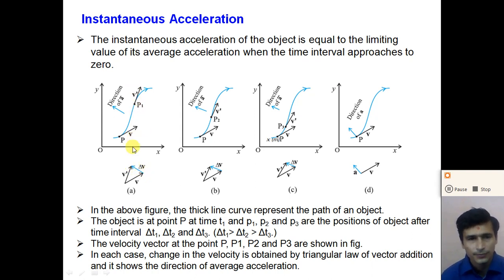So in this figure, if we take v, the direction of v is this, the direction of v dash is this, so we get the change in the velocity in this direction. So the direction of the average acceleration is in this direction.